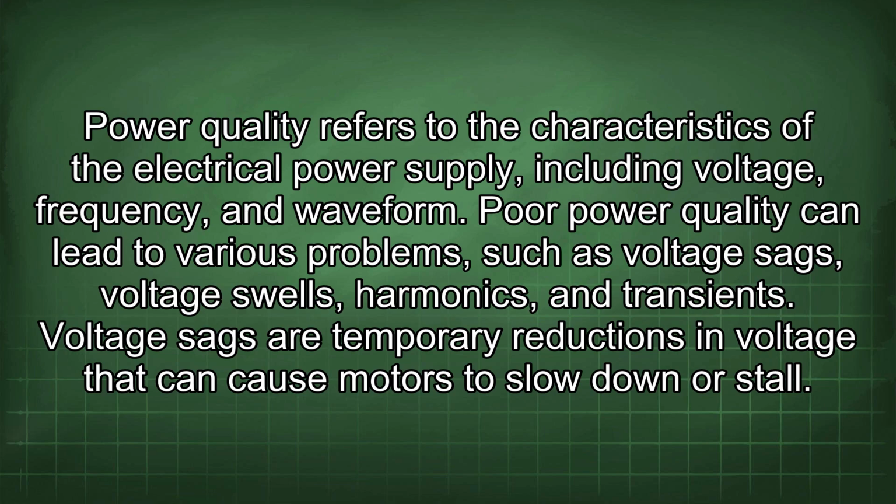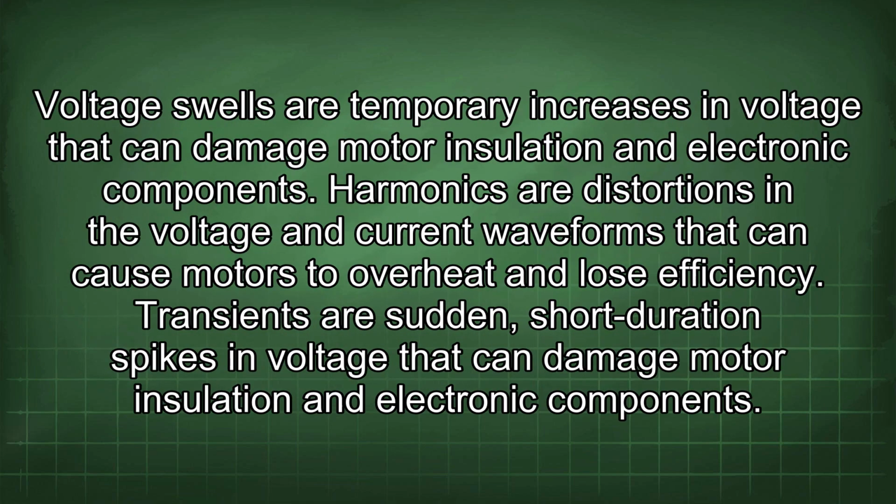Voltage sags are temporary reductions in voltage that can cause motors to slow down or stall. Voltage swells are temporary increases in voltage that can damage motor insulation and electronic components. Harmonics are distortions in the voltage and current waveforms that can cause motors to overheat and lose efficiency. Transients are sudden, short-duration spikes in voltage that can damage motor insulation and electronic components.